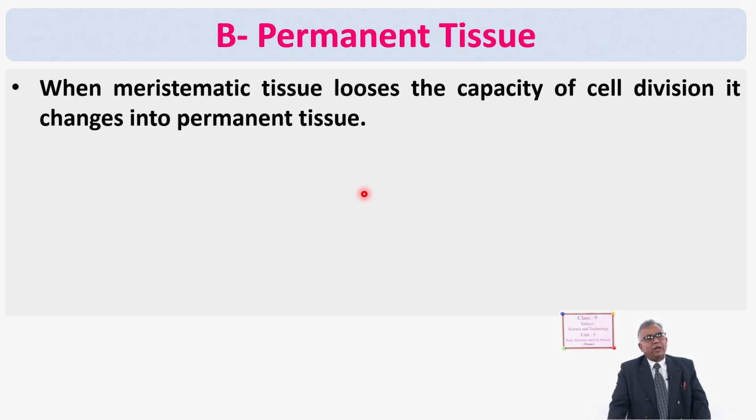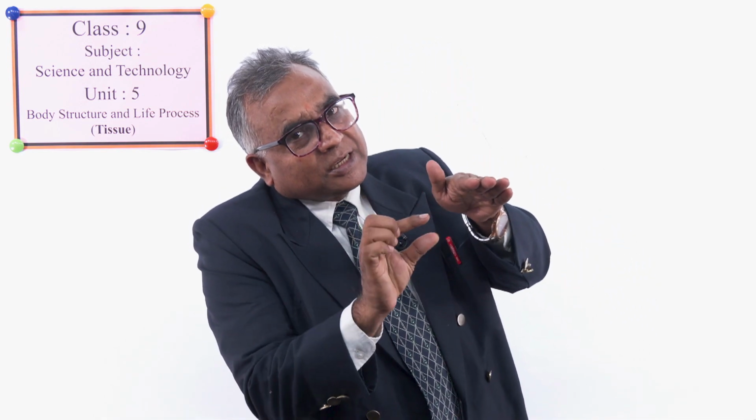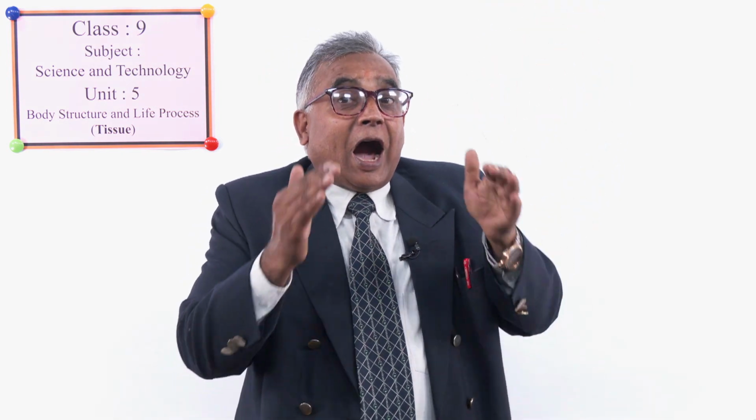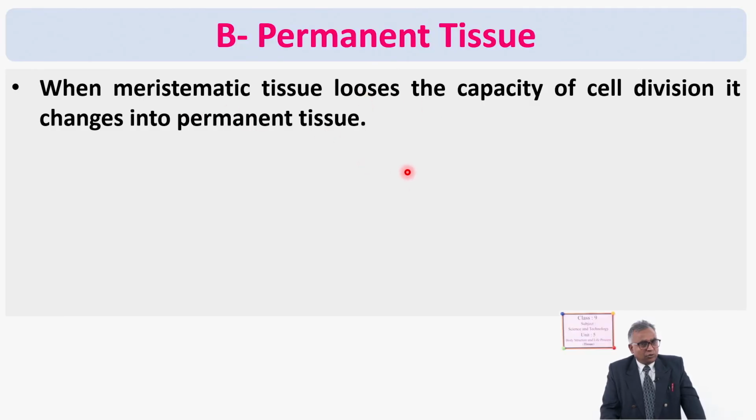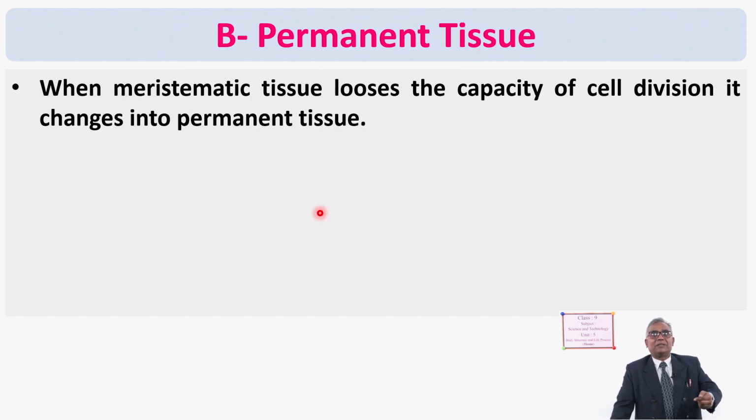For example, when a plant is young, at that time it has a certain amount of meristematic tissue and a certain amount of permanent tissue. But when the plant becomes a tree and permanent tissue cannot grow, then how does its amount increase? That solution is here. Because permanent tissue does not divide, yes, it is true. But meristematic tissues, when they lose their capacity of cell division, change into what? Permanent tissue. Yes, easy to answer. But without that knowledge, it was difficult to answer.